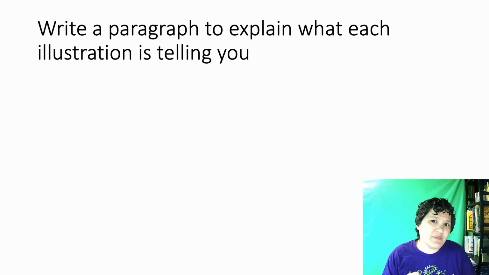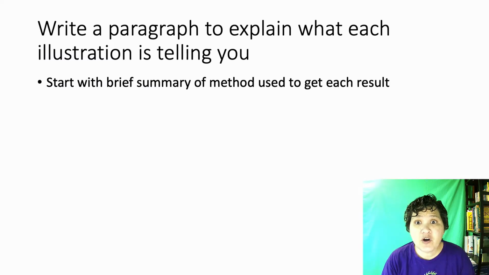So once you've picked your illustrations, you're going to write that paragraph about each of your illustrations. Now, even though you have just written a brilliant method section, I hope, it does not hurt to start each paragraph with a brief summary of the method that you use to get those results. And the reason I say that is because your method section may have many different methods that were used to get a variety of results. And so you need to remind your reader how it was that you got the particular results you're talking about right now.